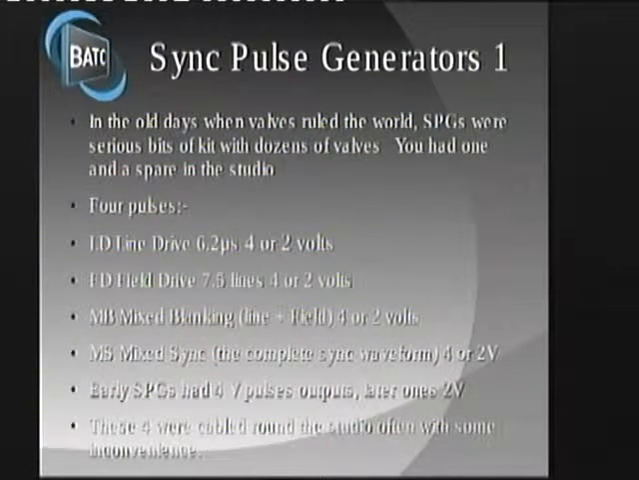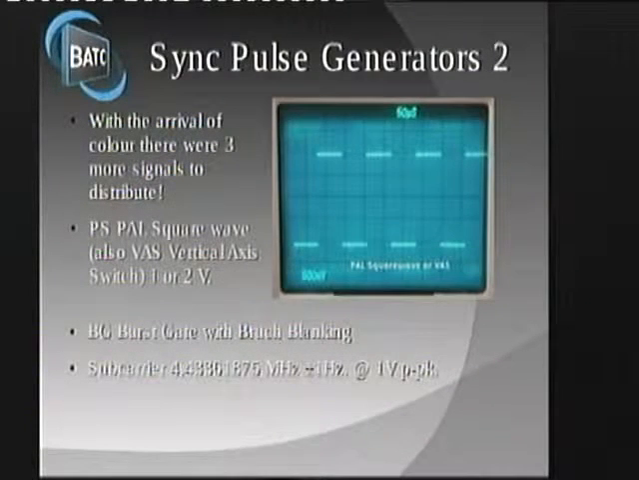Early SPGs had 4-volt pulses, but later ones have 2-volt pulses. And these are terminated with 75 ohms in the same way as video. With the arrival of colour, there were 3 more signals to contemplate from the SPG. There was the PAL square wave, burst gate, and subcarrier. There's the subcarrier frequency, 4.43361875 megahertz, plus or minus a hertz.